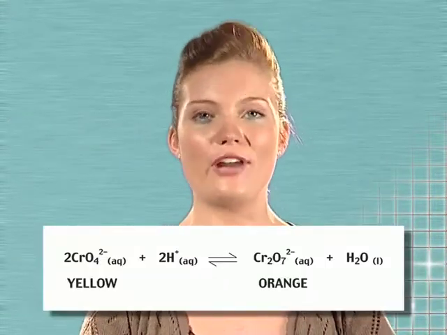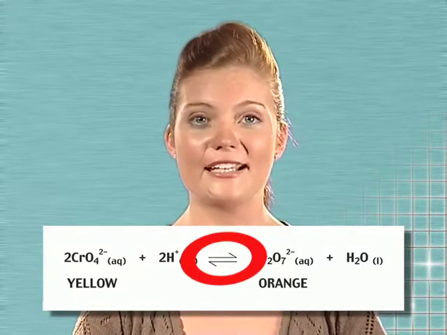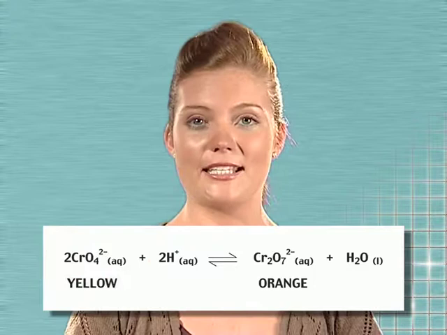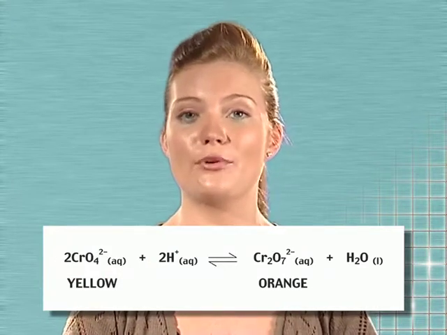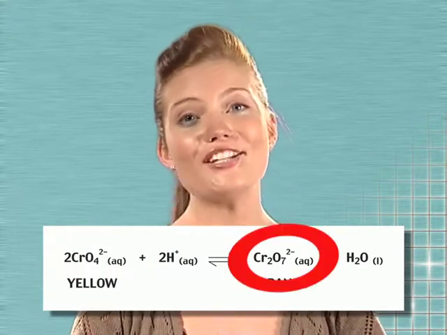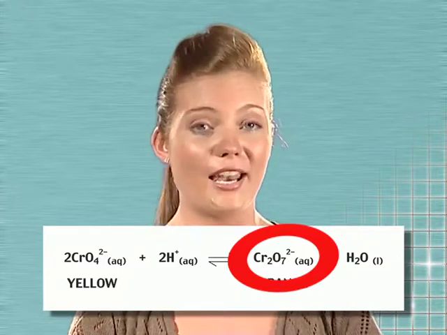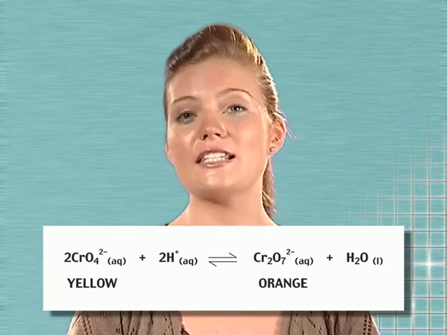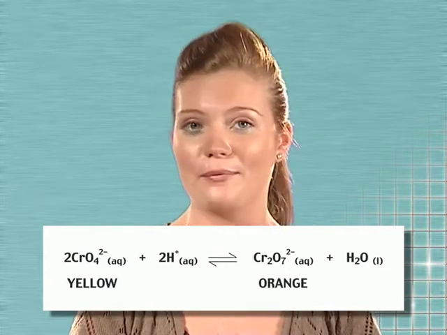This is a reversible reaction, as indicated by this sign. The chromate(VI) ion is yellow. When acid is added, the hydrogen ions cause the equilibrium to shift to the right and the colour changes to orange, which is the colour of the dichromate(VI) ion. Addition of alkali reverses this and the colour changes to yellow again. How can this be explained?